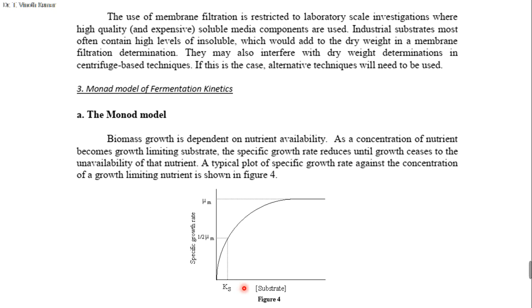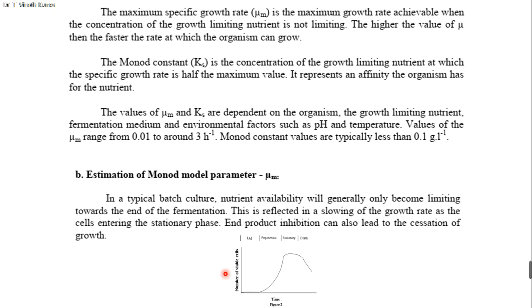Here we follow the same type of methodology, with the substrate being the same as in enzyme kinetics. Here, instead of velocity we use the specific growth rate, and instead of V max you use mu m, the maximum specific growth rate. Half of mu m, that is mu m divided by 2, corresponds to a substrate concentration which is called Ks. This way we calculate the Ks value. So the Monod constant is the concentration of the growth limiting nutrient at which the specific growth rate is half the maximum value. That is why I said half the maximum value.